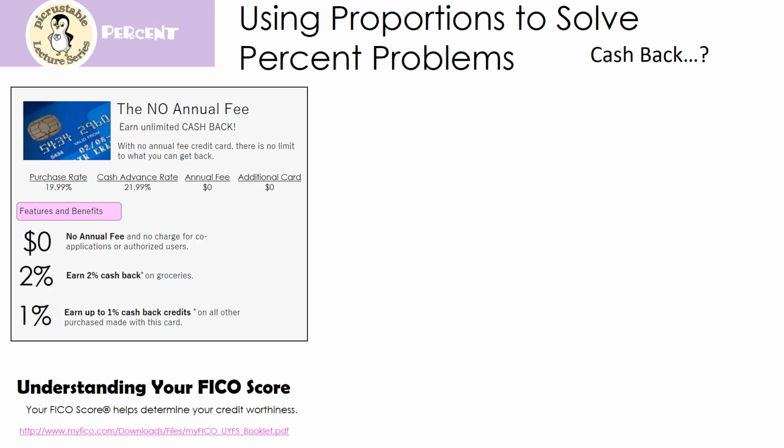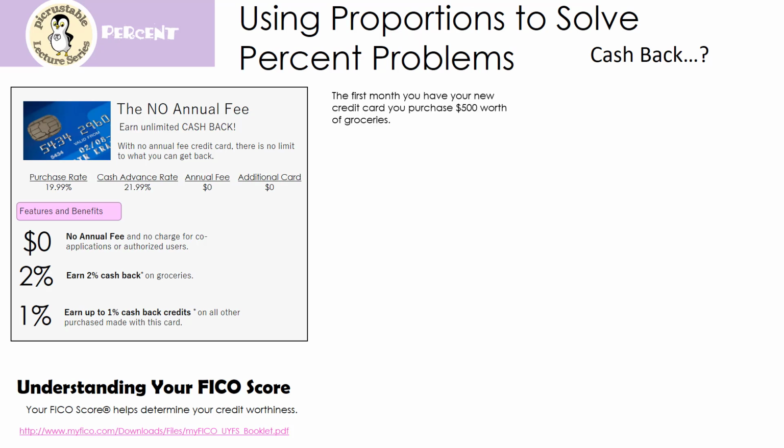Here's a credit card that has no annual fee, and you even earn cash back. The purchase rate is only 19.99%. Cash advance is 21.99%. There's no annual fee, and you can have additional cards for all of your friends. Wow! You're going to earn 2% cash back on groceries, and then 1% cash back with all other purchases like gas or clothing or pizza, that kind of stuff.